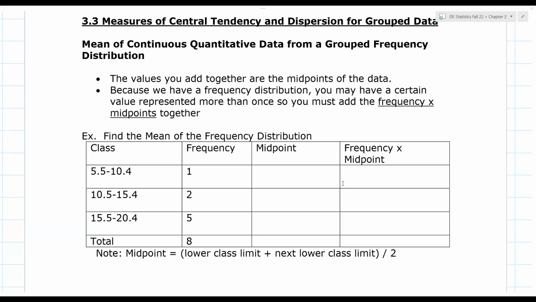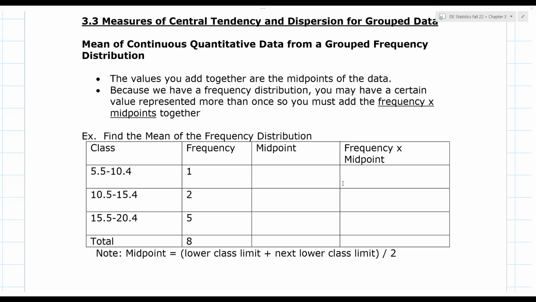So in 3.3, we're going to talk about how we find the median, the standard deviation, the mean, all of those kinds of descriptors we talked about in 3.1 and 3.2. But instead of being able to find it from a list of raw data, we're going to talk about how do we find it from a frequency distribution.